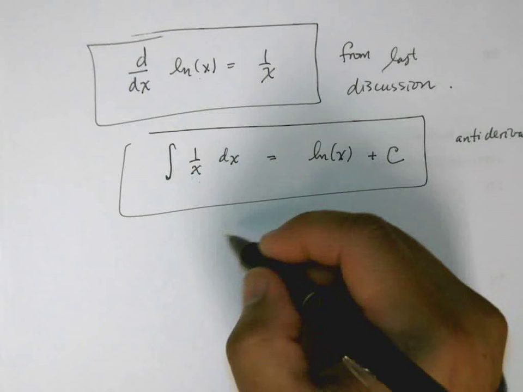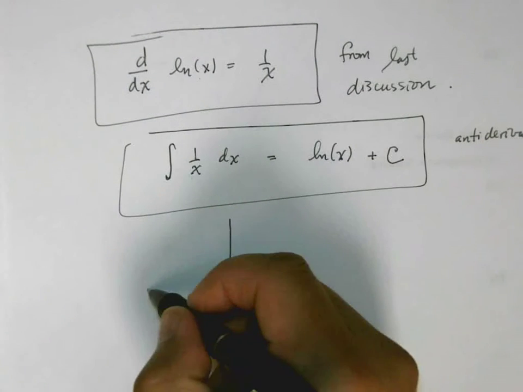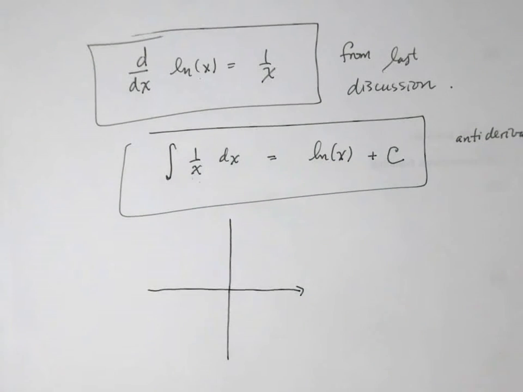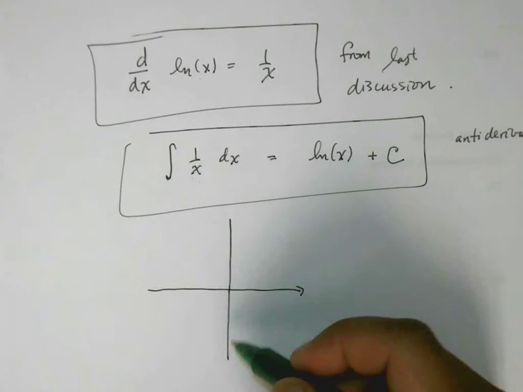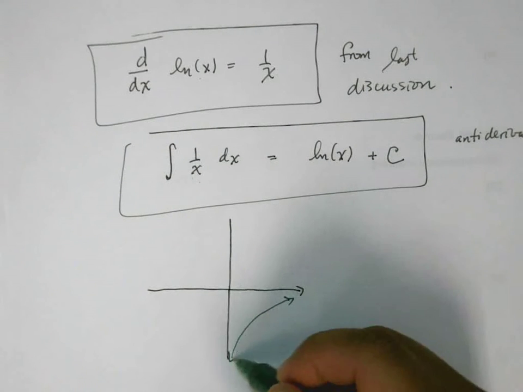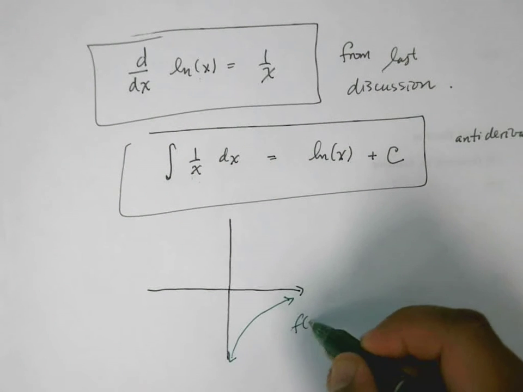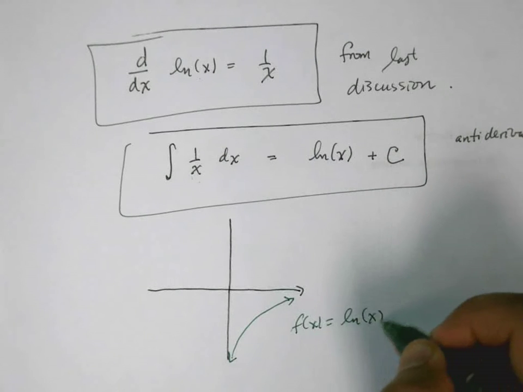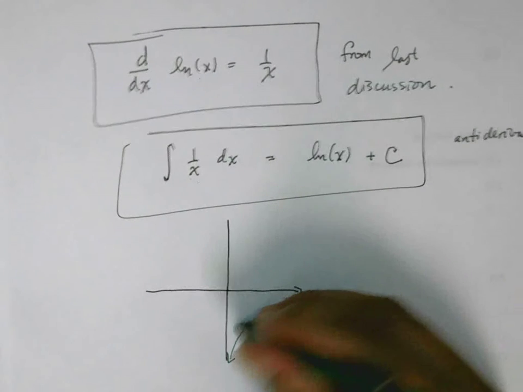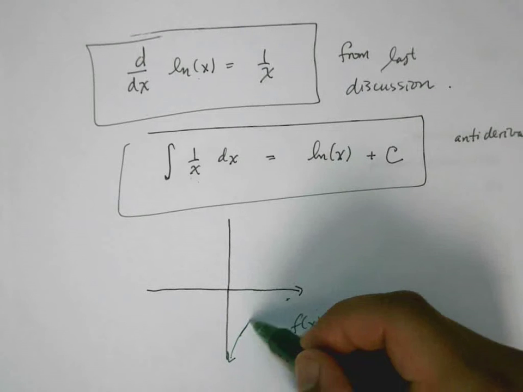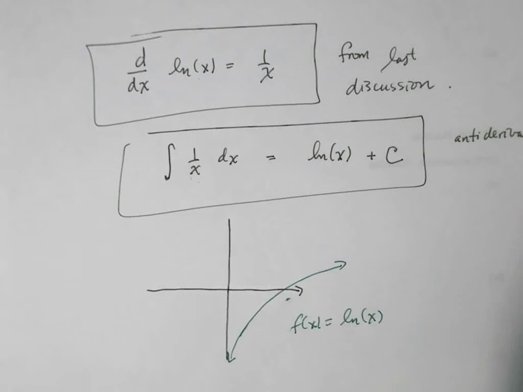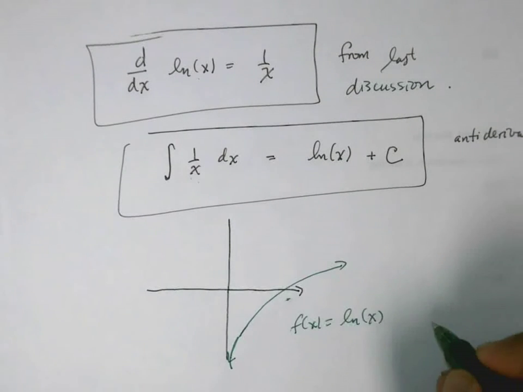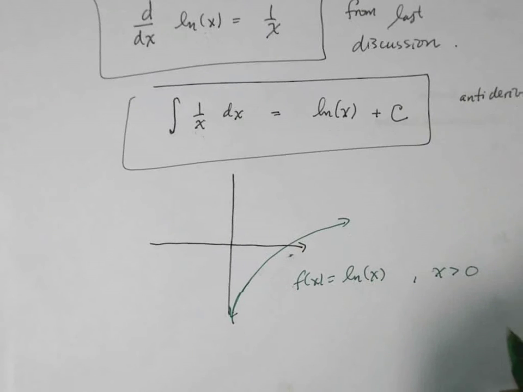Just so that you see a little bit of why this is true, if I have a graph of the natural log of x here, this is f of x equals the natural log of x. Sorry, this is a little bit misleading. It actually goes up this way and continues on forever. Now, this has a domain of x greater than 0, because you can't take the natural log of 0 and you cannot take the natural log of a negative number.